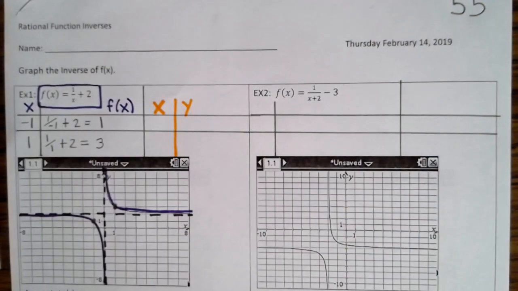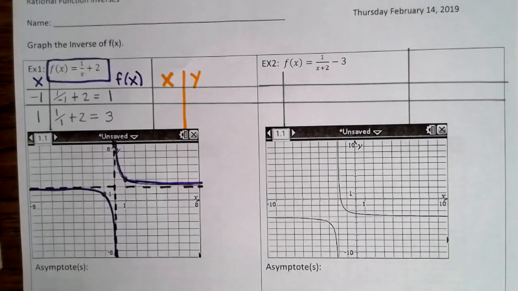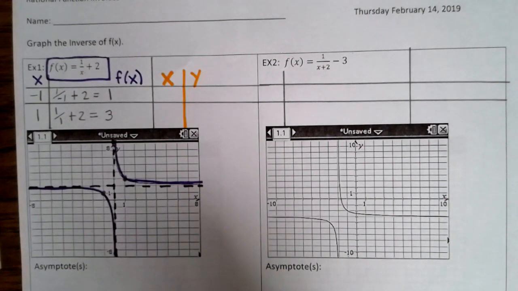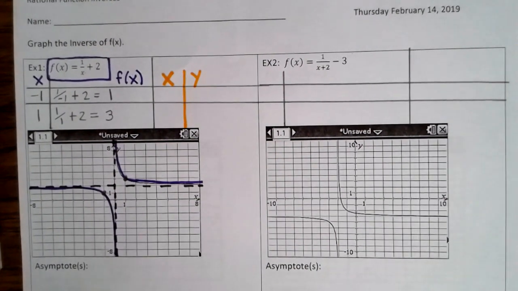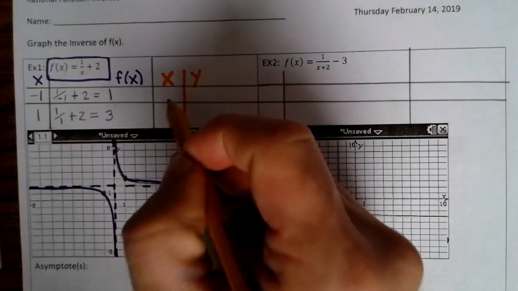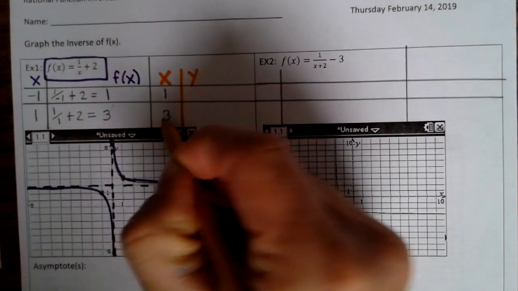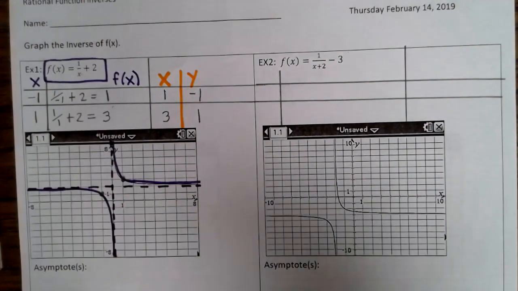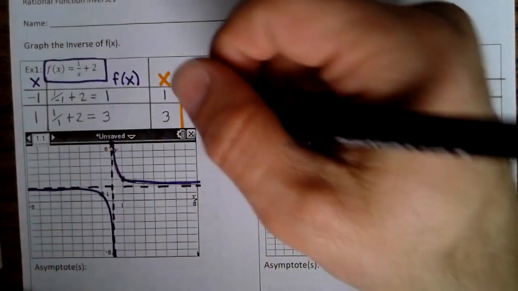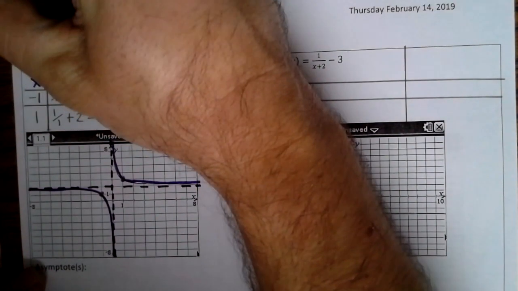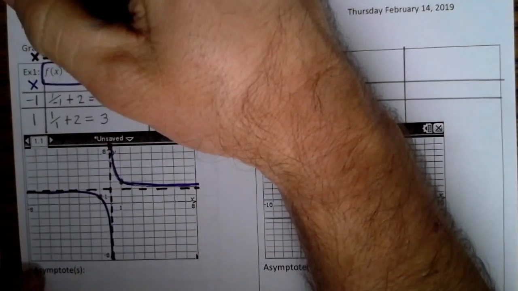Now, of all the things to graph, this is probably my least favorite because now we have to graph the inverse, and you're going to have 2 more asymptotes and 2 more graphs, so the graph's going to look really messy, but it is mathematically correct. Okay, so for the inverse, real simple, we switch the x and y. So then this is 1, 3, and this is negative 1, 1. Now, our asymptotes for the function f of x were x equals 0 and y equals 2.